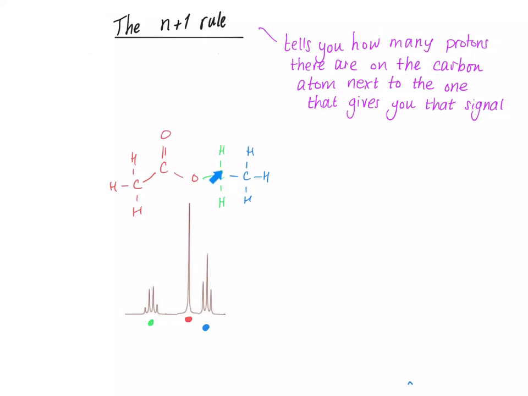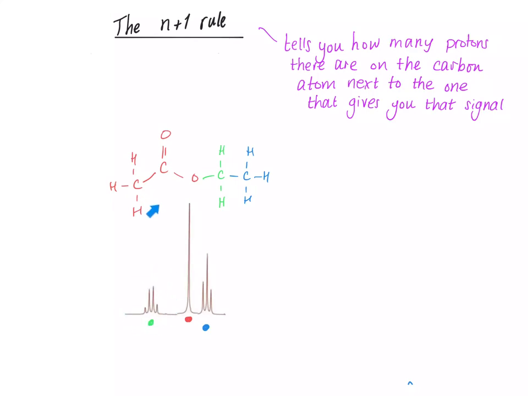Now, if we look at these green protons here, they're next to 1, 2, 3 identical blue protons, and the N+1 rule says that you add 1 to the number of identical protons there are, and that gives you how many lines that the green ones are split into. So the green ones are next to 1, 2, 3 blue protons. 3 plus 1 is 4. So the green ones are 1, 2, 3, 4 lines. This is split into a quartet.